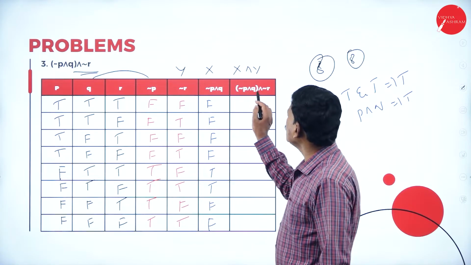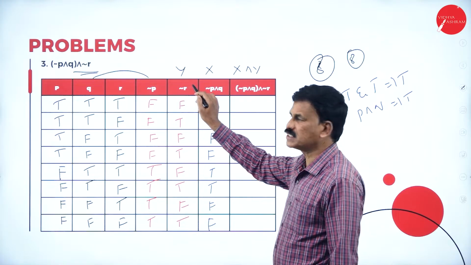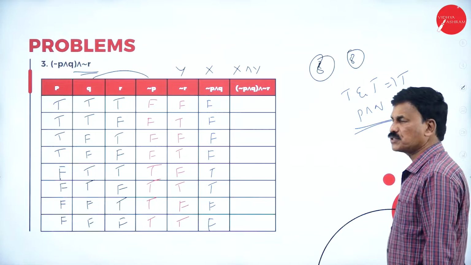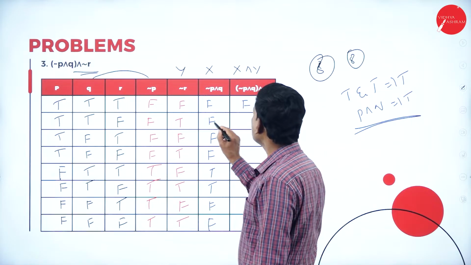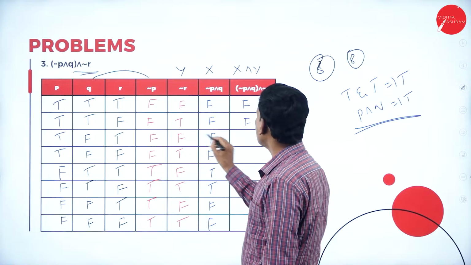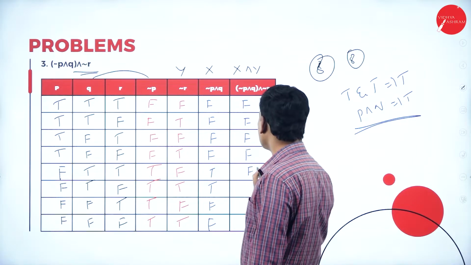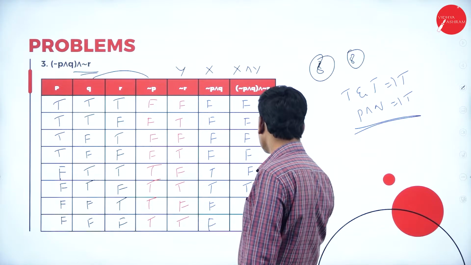Now, write down the conjunction for these two, that is negation P conjunction Q and negation R. As you know, the conjunction true and true is true. In all other cases, it is false. So, false and false is false. False and true is also false. False and false is false. False and true is false. True and false is false. True and true is true. False and false is false. False and true is false.